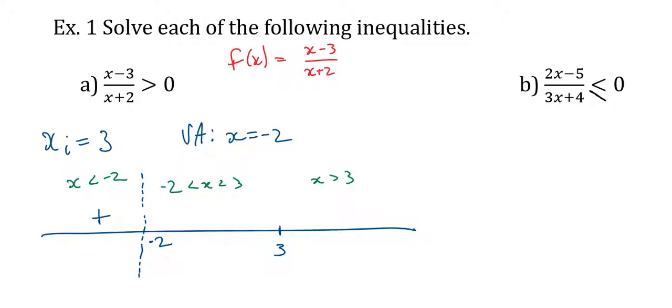Okay, the next interval, -2 to 3. What's a number that might nicely represent that one, Isaac? 0, thank you very much. And 0 minus 3 is negative. 0 plus 2 is positive. Negative over positive is negative. What's a number that is bigger than 3 that could represent that interval? 100, 10, 100, pick the one you want. 100 minus 3, still positive. 100 plus 2, positive. Positive over positive is positive.